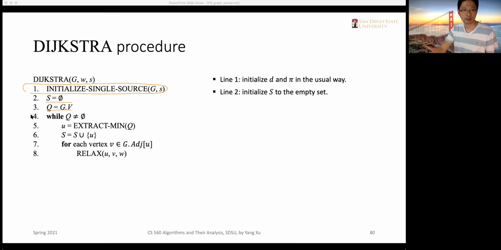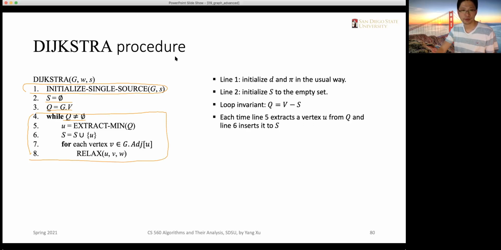Next comes the for loop. This loop will not end until the queue is empty, okay? So within each iteration of the loop body, we will extract the minimum element from the queue, which has the smallest D property, right? And that one will be merged, unioned into the set S, okay?